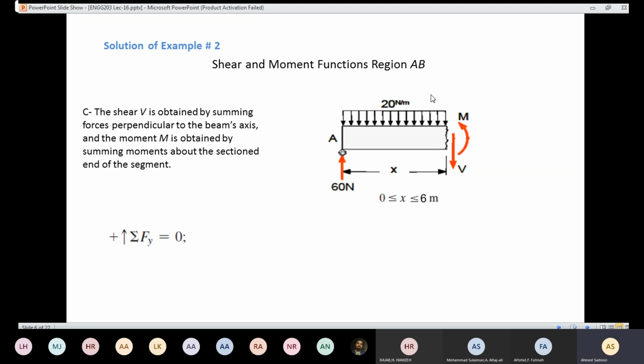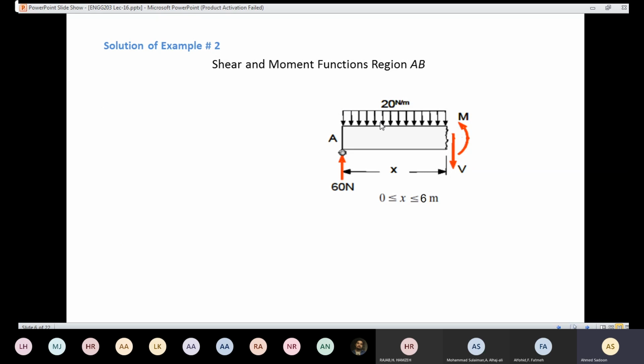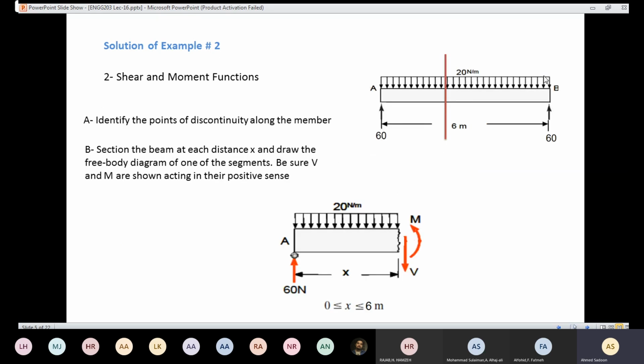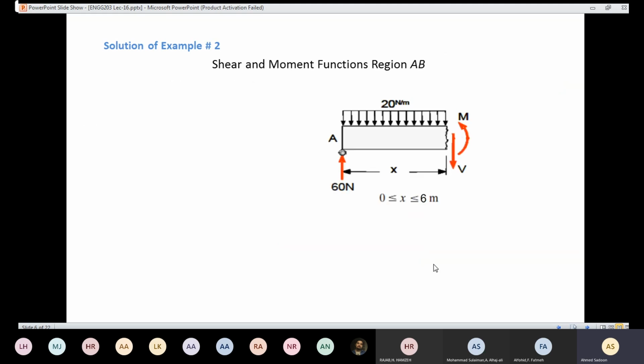If you look into the y-axis, we are going to have 60 newtons and V, and we have the rectangular distributed loading. Like I said before, please do not convert the rectangular distributed loading before you make the section. Convert it to an equivalent single resultant force after you cut your section. Please do not do this. Remember to convert the rectangular distributed loading after you cut your section.